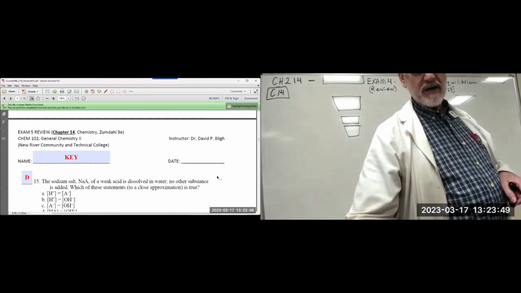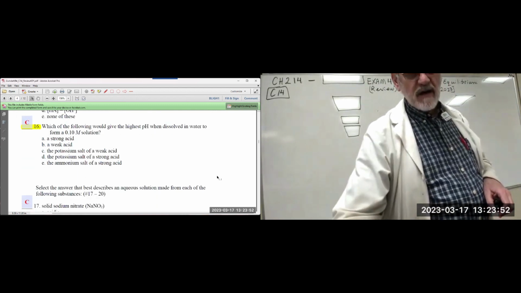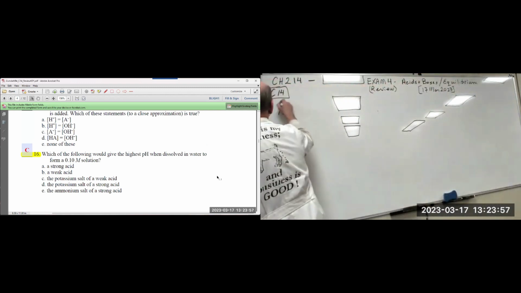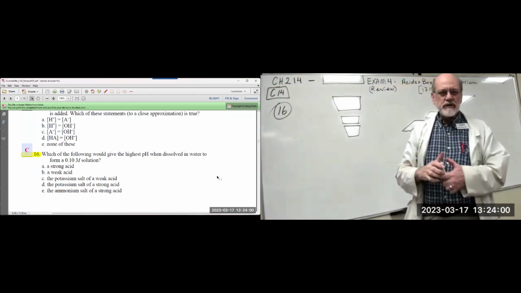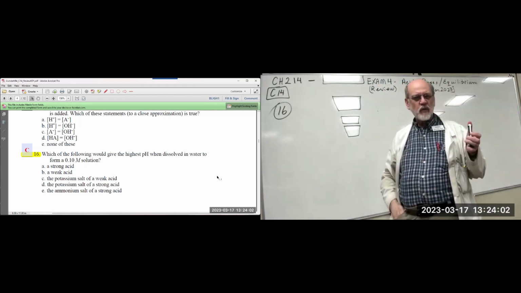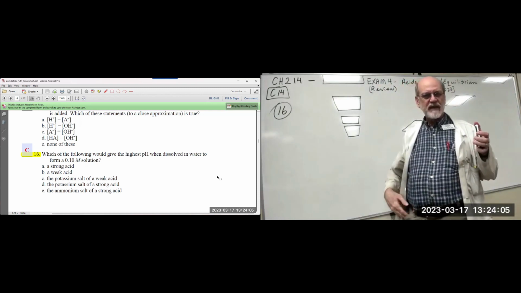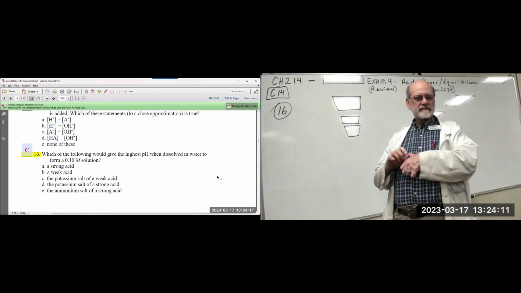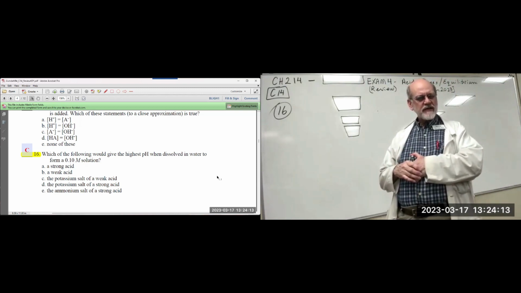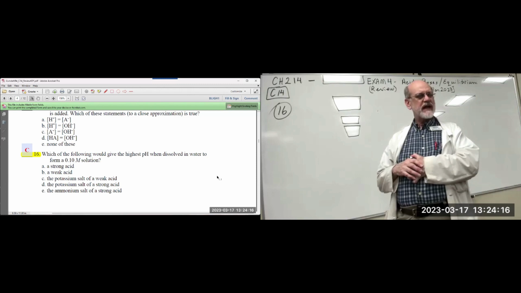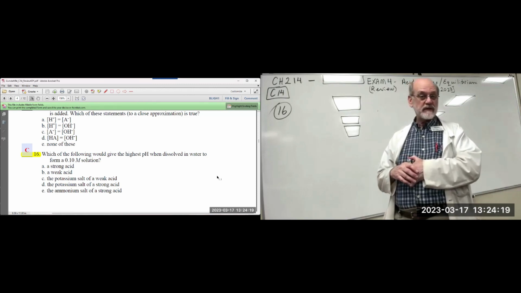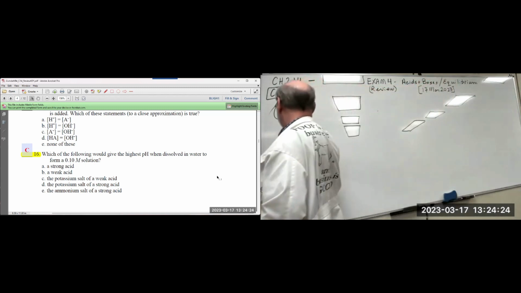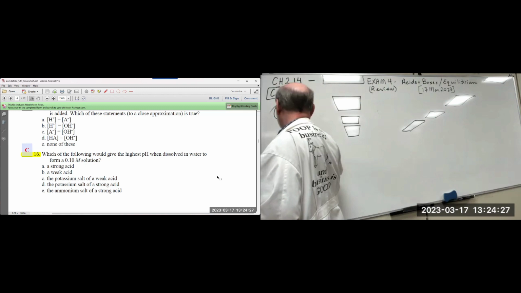All right, how about 16? Which of the following would give the highest pH when dissolved in water to form a 0.1 molar solution? The highest pH, which would be the most basic? A strong acid or a weak acid? We can pretty much count those out because they're going to be at acidic pHs anyway. How about a potassium salt of a weak acid? C, potassium salt of a weak acid.